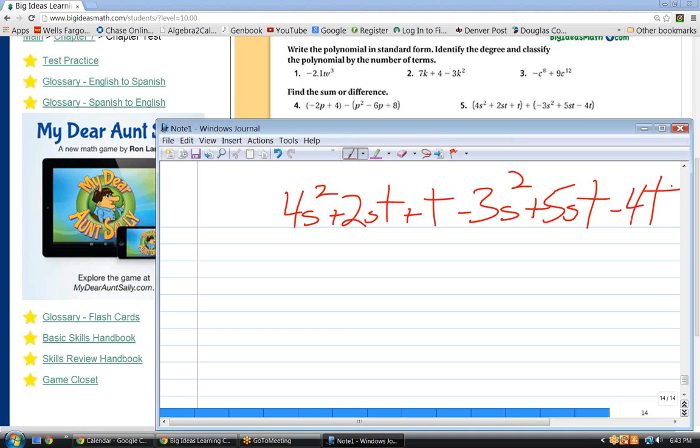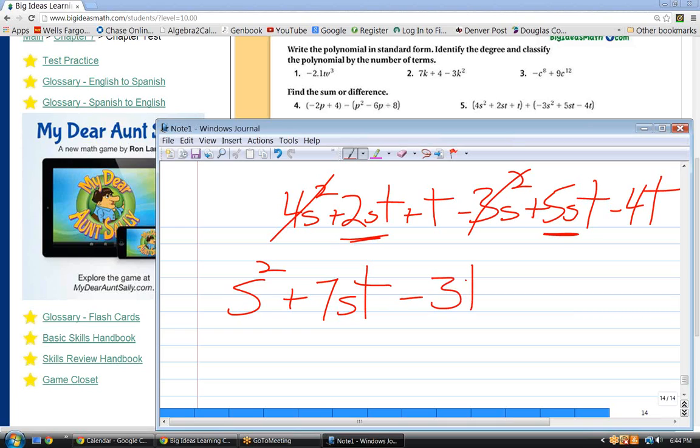Okay. Combine it. How many s squareds do we have in total? Just 1. Takes care of that one and that one. Let's do the middle term first. How many? 7. Yeah, sorry, you were ahead of me. And now the last term. How many t's do we have? Minus 3. Okay.